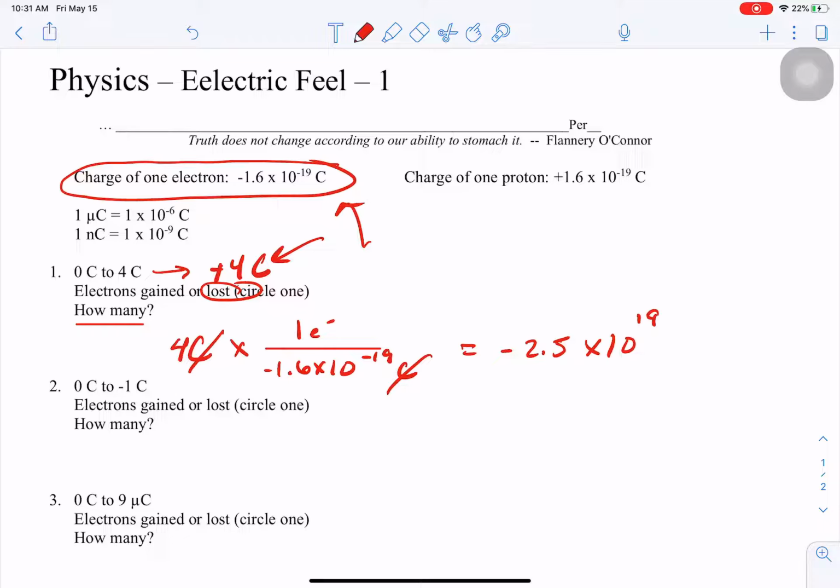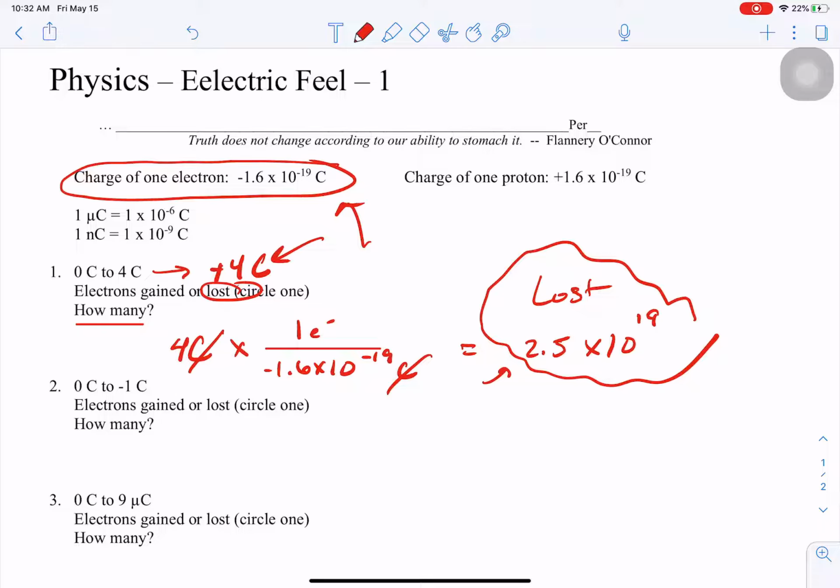Now, how this reads, this negative sign means you lost. So in this case, in order for an object to move from a 0 coulomb charge to a 4 coulomb charge, it had to have lost 2.5 times 10 to the 19th electrons. I'm okay with you writing your answers without the negative sign and saying you lost that many. That makes more sense and is easier to understand. Just know that negative sign means that it was lost.